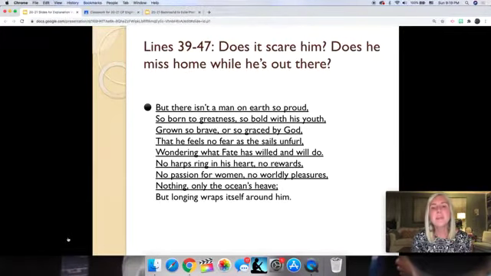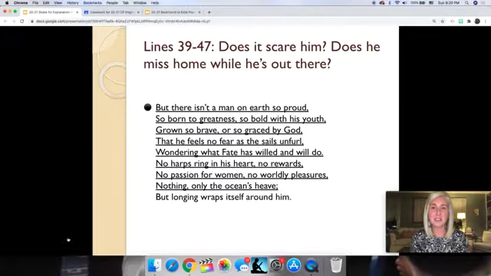He says, "But there isn't a man on earth so proud, so born to greatness, so bold with his youth, grown so brave and so graced by God that he feels no fear as those sails unfurl, wondering what fate has willed and will do. No harps ring in his heart, no rewards, no passion for women, no worldly pleasures, nothing. Only the oceans heave, but longing wraps itself around him."